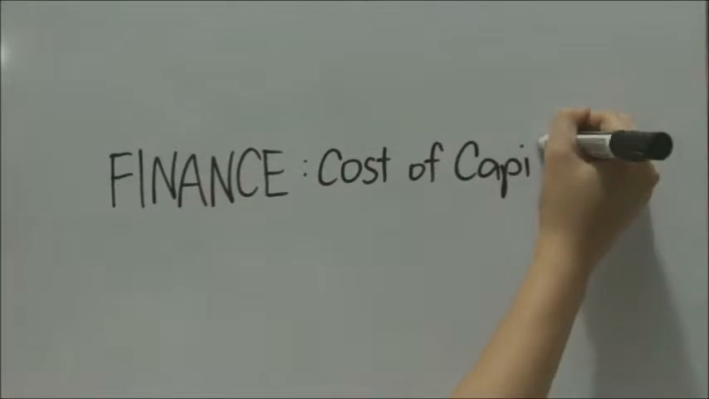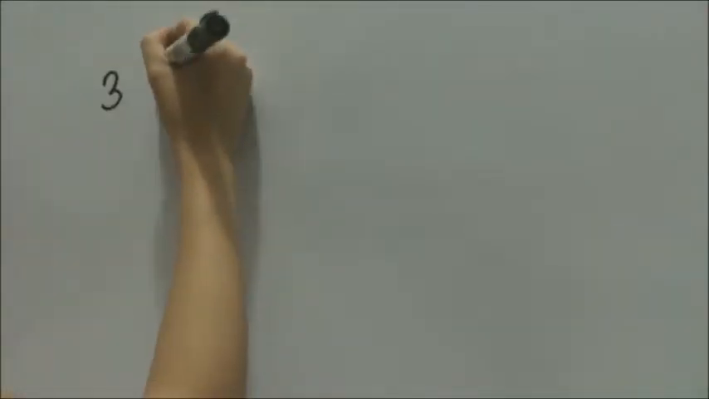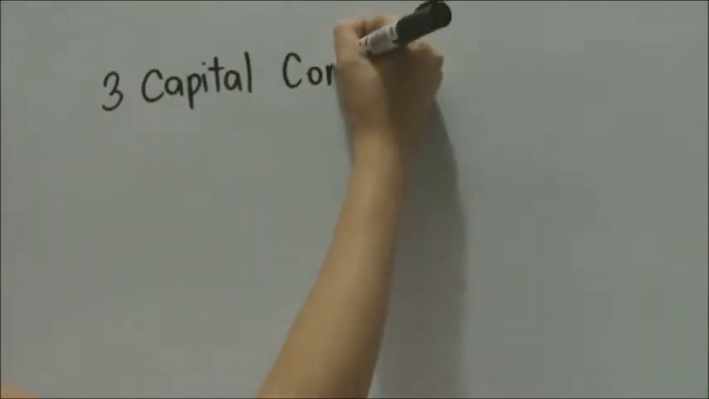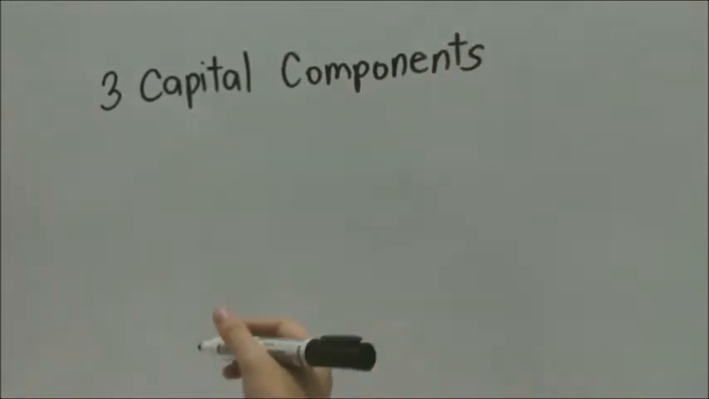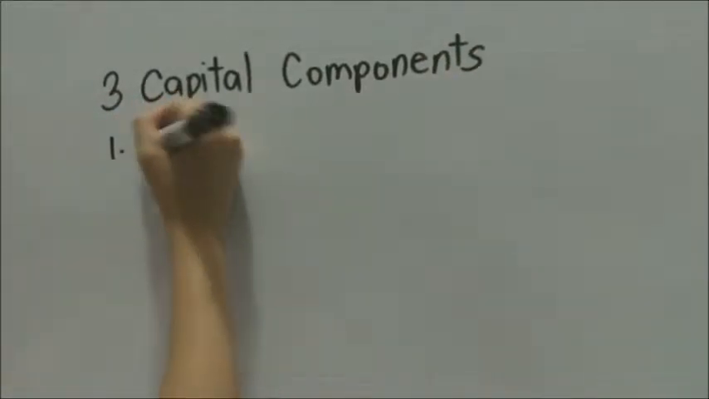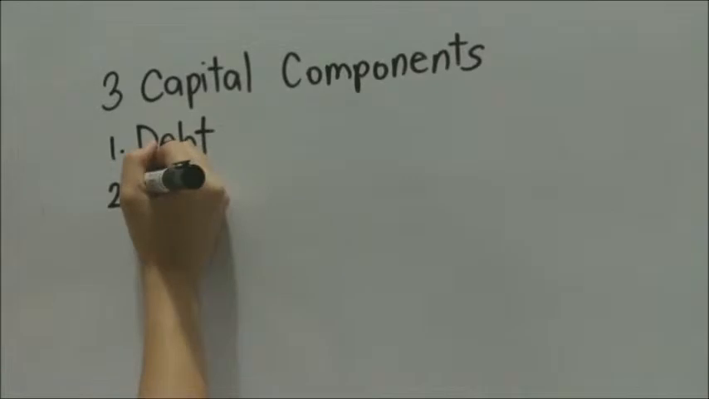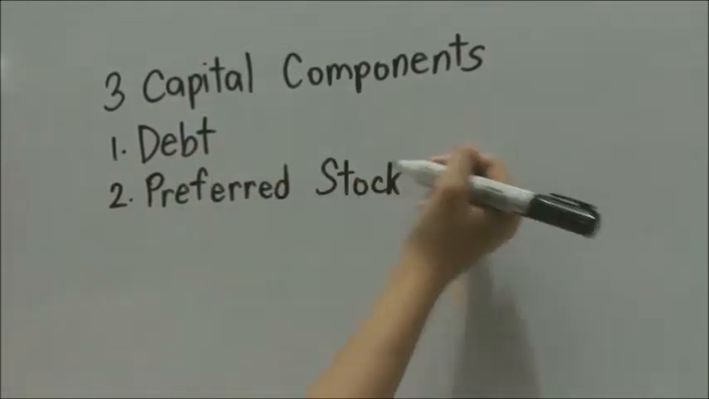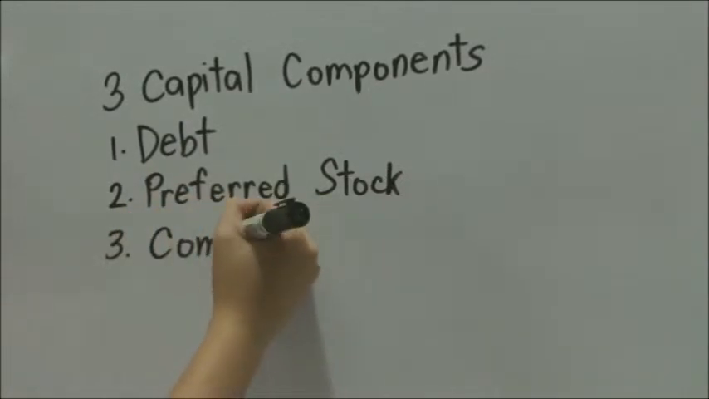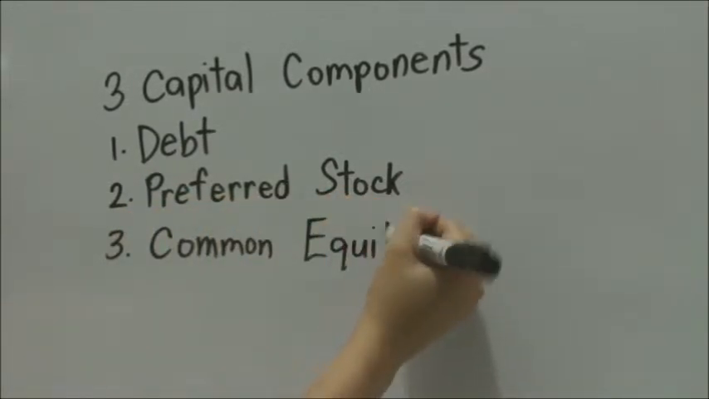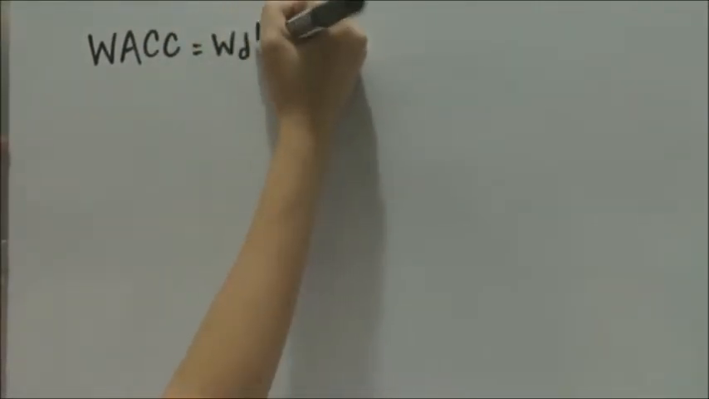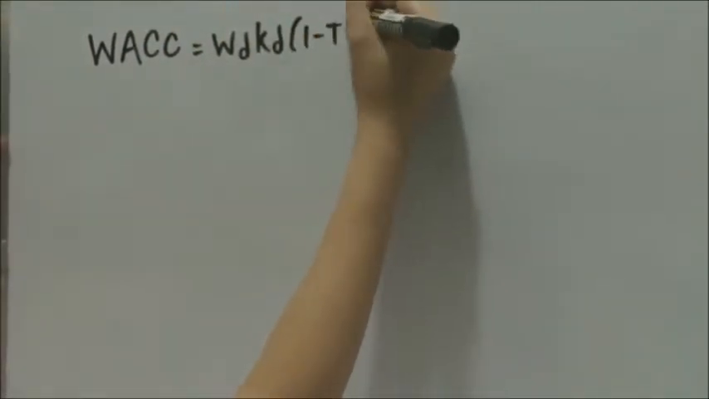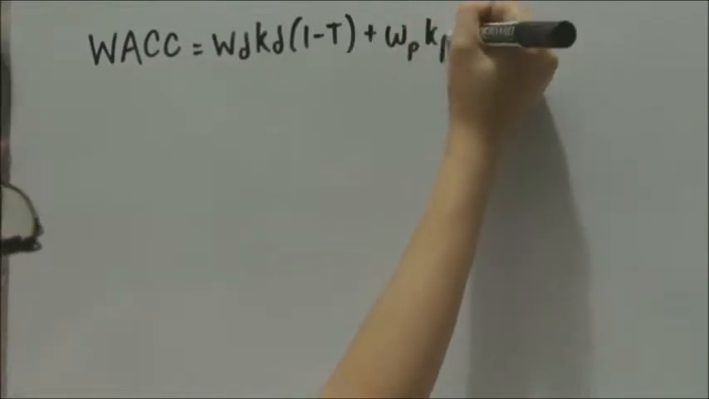This lesson will be about the cost of capital. There are three capital components, namely debt, preferred stock, and common equity. Firm's weighted average cost of capital, or WACC.